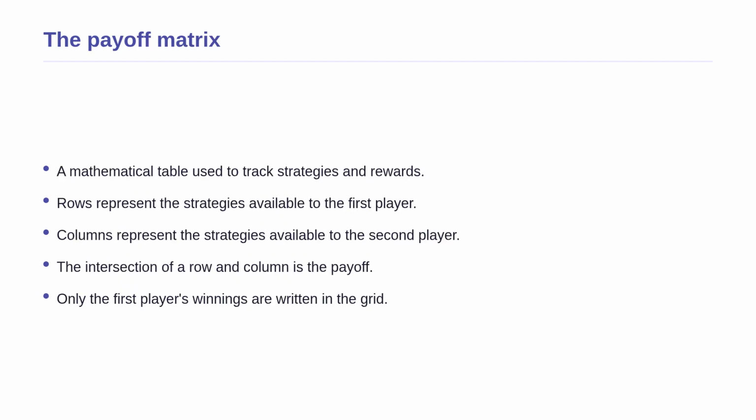To understand how these rational players make decisions, we need a way to organize their choices. We use a mathematical table called a payoff matrix. Think of this as a rectangular grid of numbers. The rows represent all the possible strategies available to the first player, and the columns represent the strategies for the second player. The number located at the exact intersection of a row and a column is the payoff. Because the game is strictly zero-sum, whatever the first player wins, the second player must lose. Therefore, we only need to write down the first player's winnings in the grid.